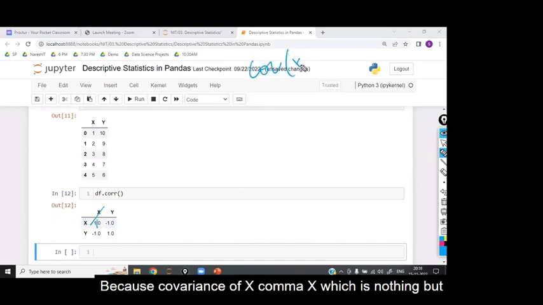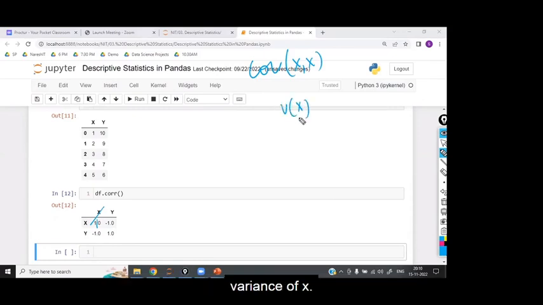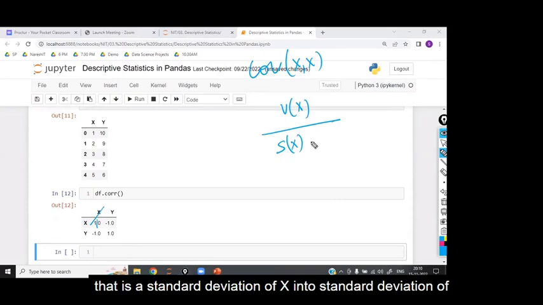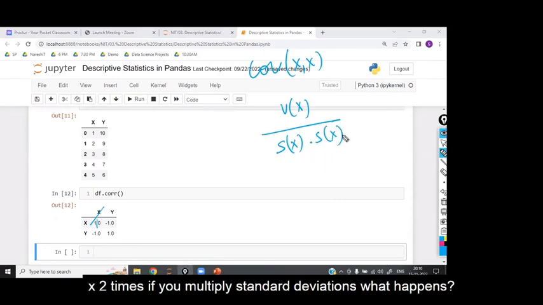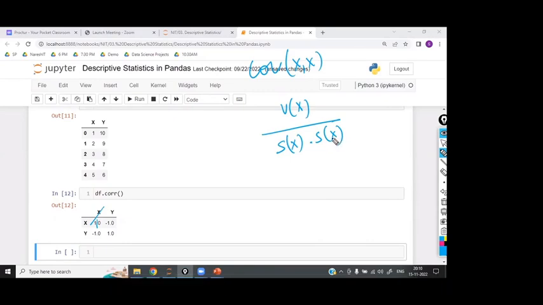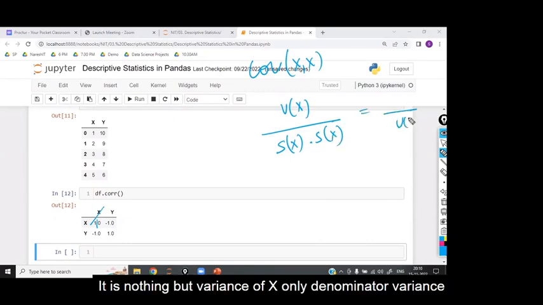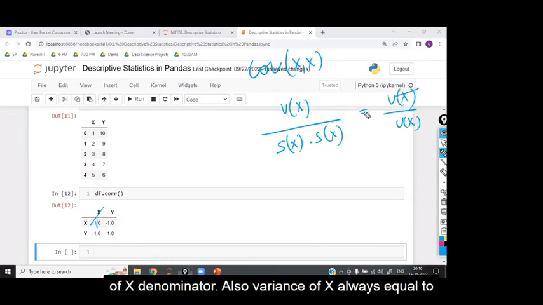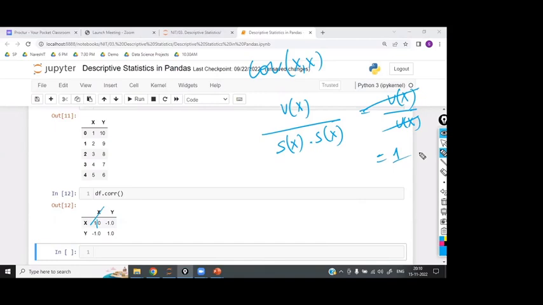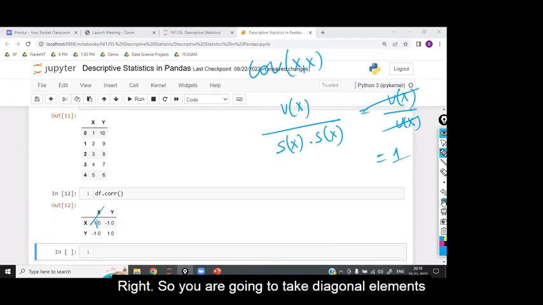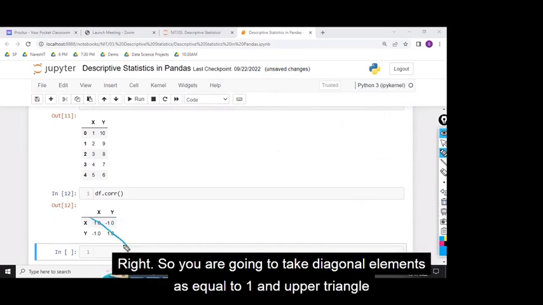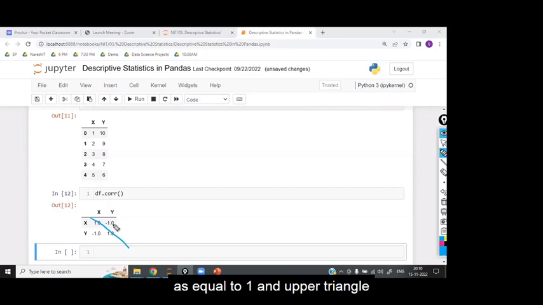Because covariance of X comma X is nothing but variance of X. In the denominator, that is standard deviation of X into standard deviation of X. If you multiply the standard deviation two times, what happens? It is nothing but variance of X only. Denominator is variance of X, numerator is also variance of X. Always it is equal to 1. Right? So the diagonal elements are equal to 1, and the upper triangle and lower triangle are going to be the same. Is that clear, guys?